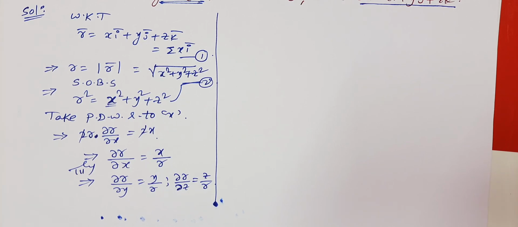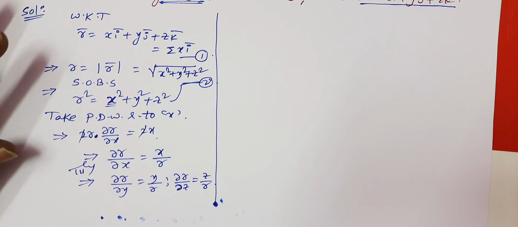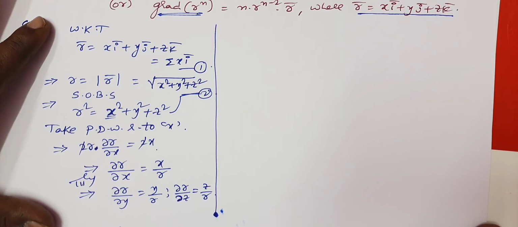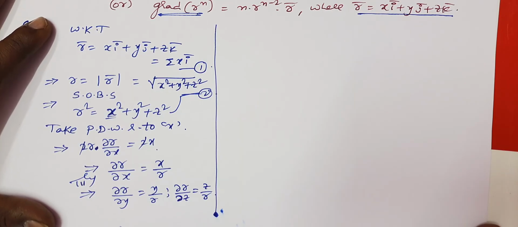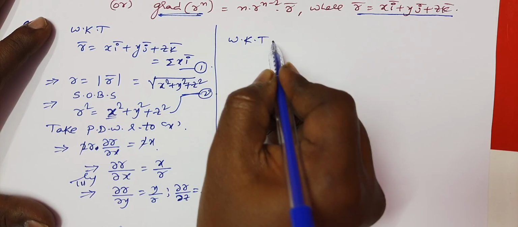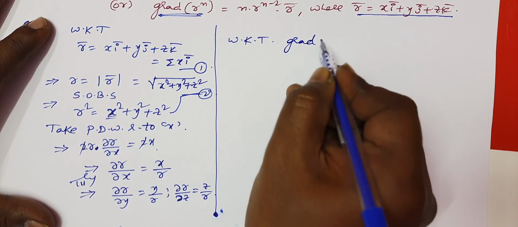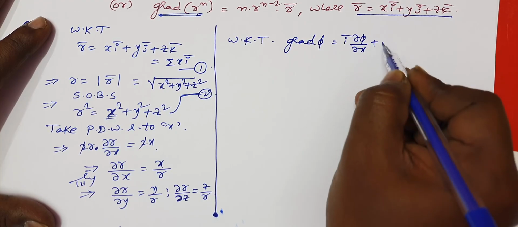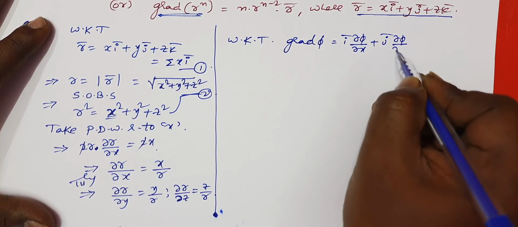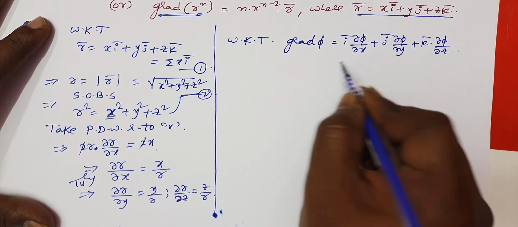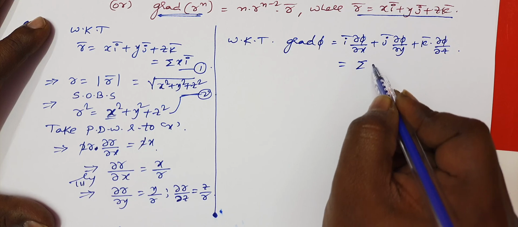Whenever the position vector r bar, or its magnitude, is involved in the statement of the problem, these are the common steps for everything. Now we are going to find the gradient of r power n. By the definition of the gradient, grad phi is i bar into dou phi by dou x plus j bar into dou phi by dou y plus k bar into dou phi by dou z. I will write the short form using the summation notation of the first term.